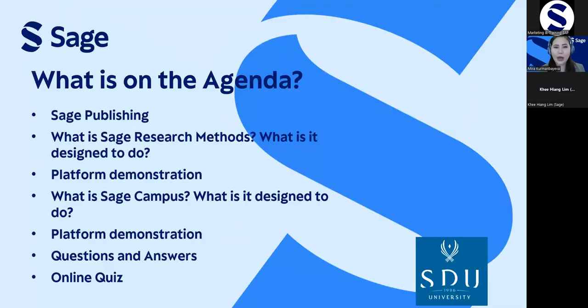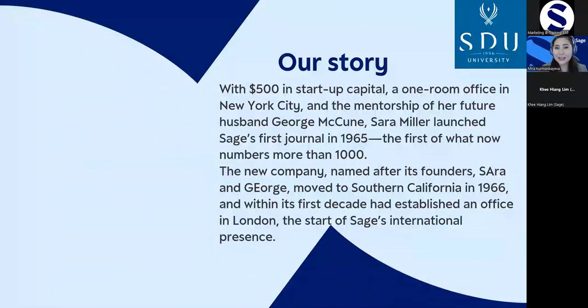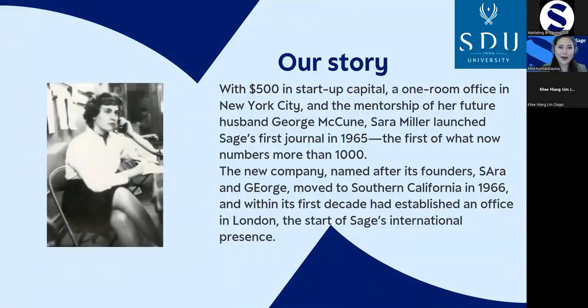Allow me to just start with the story. This is our founder. Her name is Sarah Miller, and when Sarah Miller was 24, she and her husband George McCune started our company with $500 in startup capital in one room in New York City. And our new company was named after our founders. That's why it's called Sage. So it's Sarah and George.